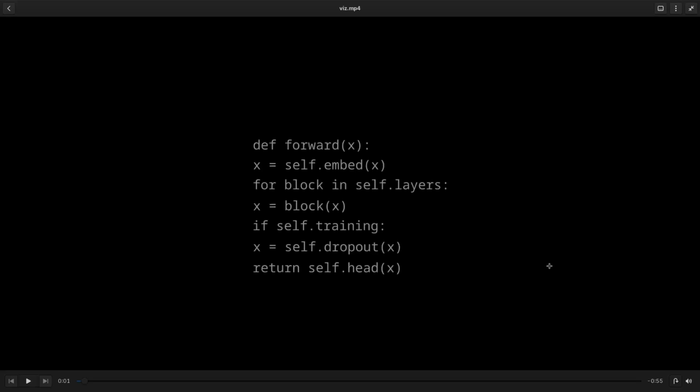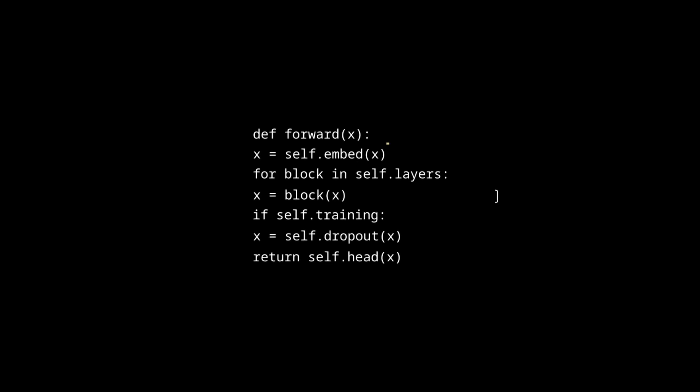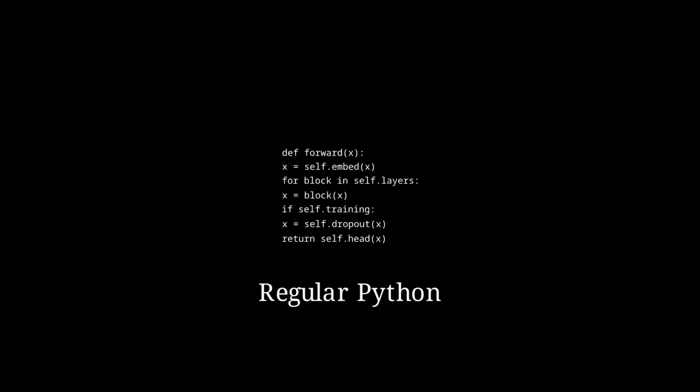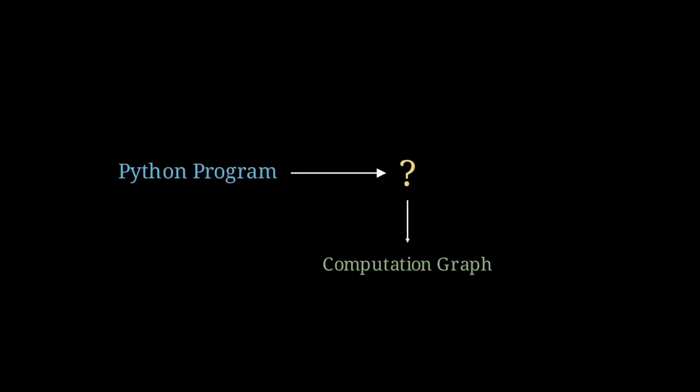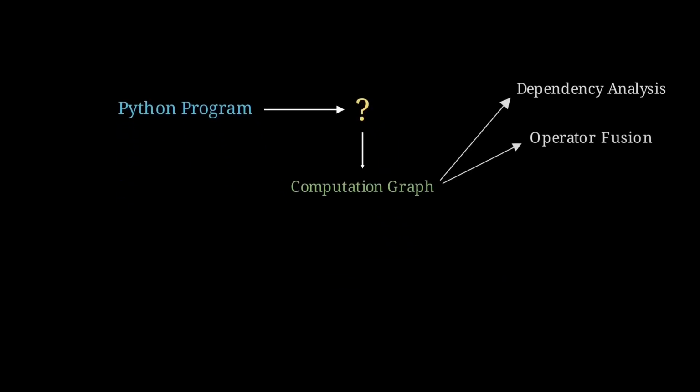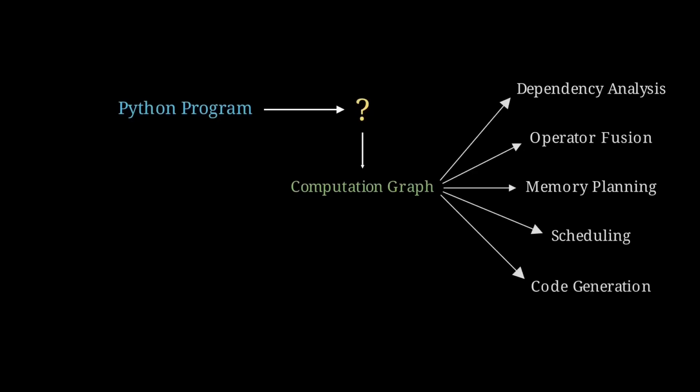Let's start with something really simple. Every PyTorch model you write is just a normal Python program. You write a forward function, you use loops, if statements, there is nothing special about it. A compiler doesn't optimize Python code. Instead, it needs something called a computation graph. A computation graph is simply a representation of your model. Instead of showing Python statements, it shows the actual tensor operations and how they depend on each other. Once the compiler has the graph, it can fuse multiple operations together, it can plan memory efficiently, it can schedule execution, and finally it can generate optimized kernels for your hardware.